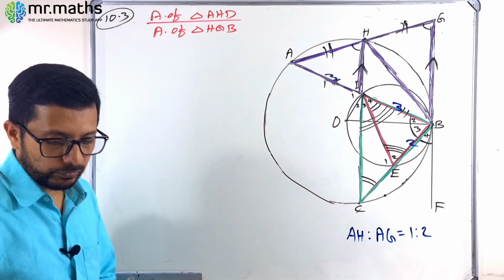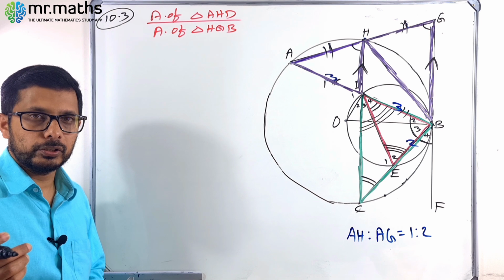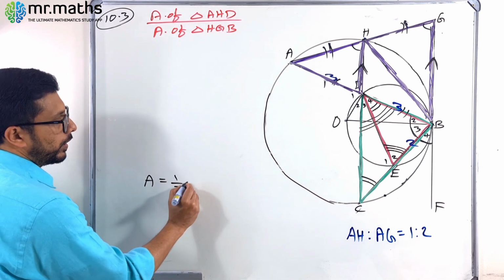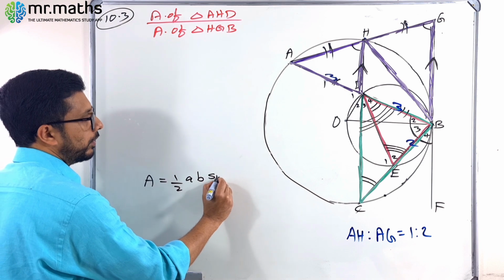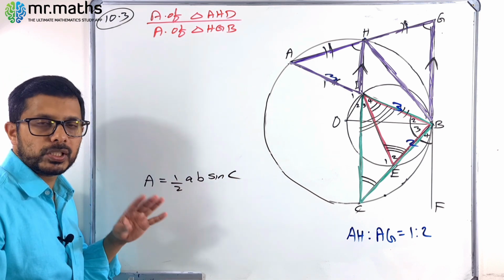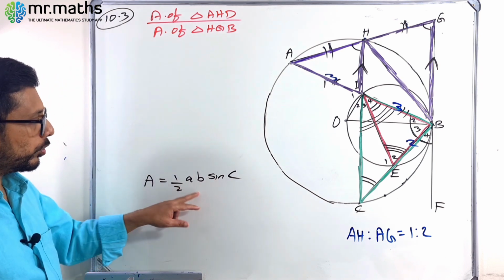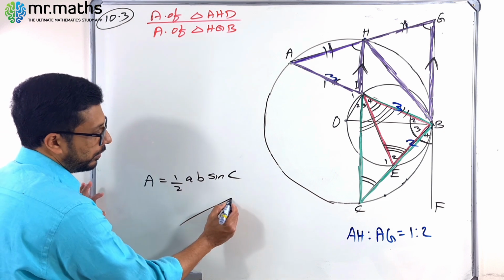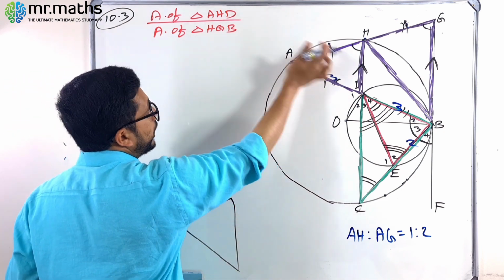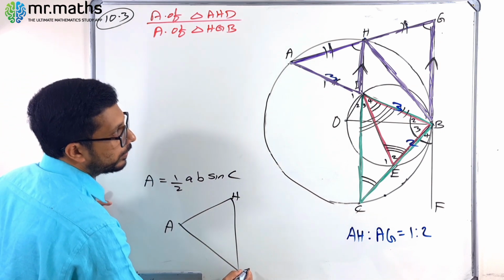For this I'm going to apply the trigonometric area rule. Do you remember in trigonometry you studied the area formula, half AB sine capital C? Those who didn't study, you must study because this is the last year formula. So here I'm going to apply this one. If I consider the first one, triangle AHD, this is A, that one is H, and this one is what?